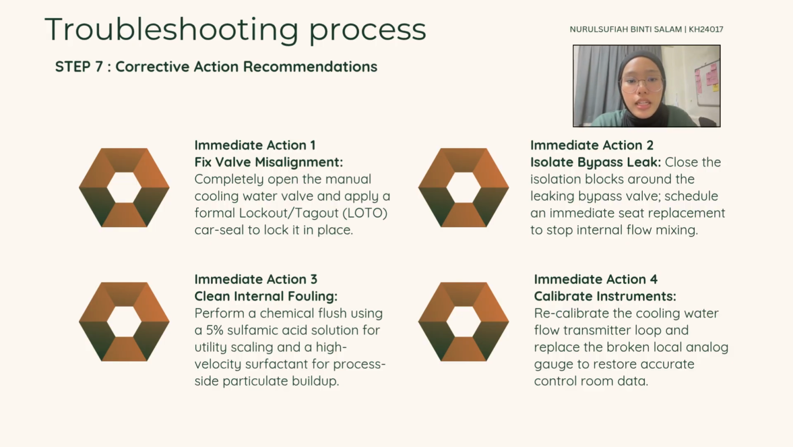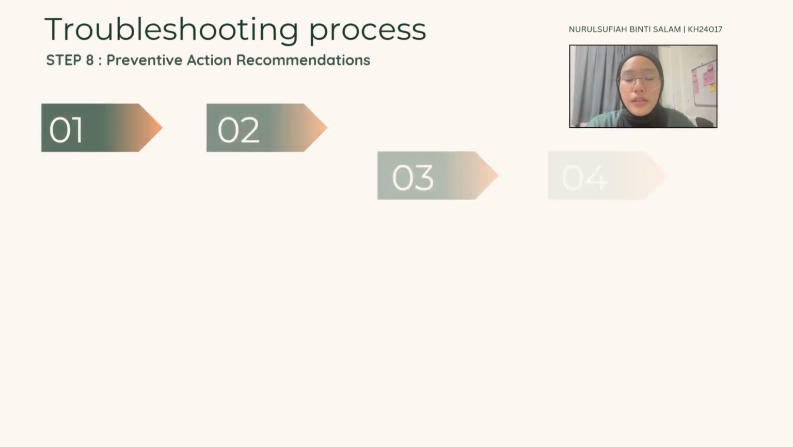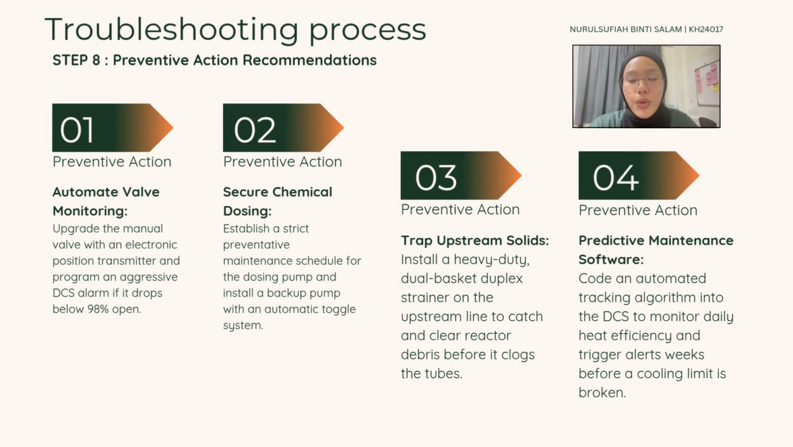Action 4, calibrate instruments. We will recalibrate the flow transmitter loop and replace the broken local gauge so the control room has accurate data. Now, let's look at how we prevent this from happening again. Finally, in step 8, we are putting 4 long-term preventative measures in place.